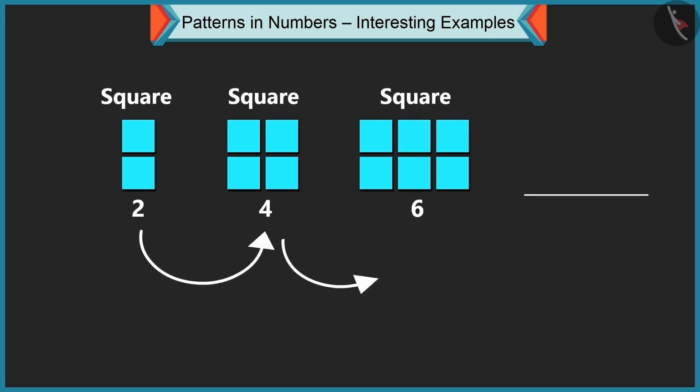In this pattern, the number of squares is increasing. Yes, Chutki. Initially, this pattern had 2 squares. Adding 2 more squares makes it 4 squares. Adding 2 more squares makes it 6 squares. Similarly, every time the number of squares is increased by 2.